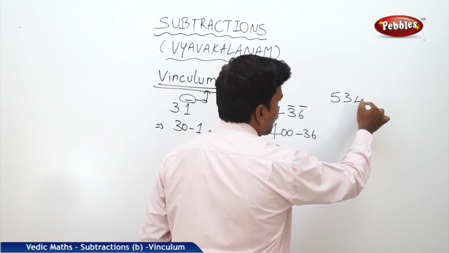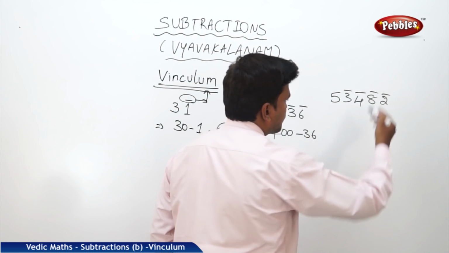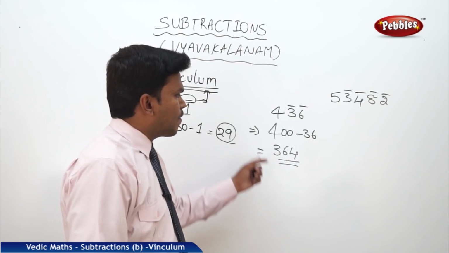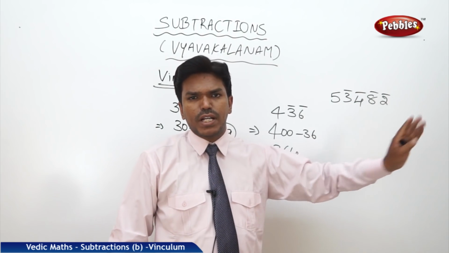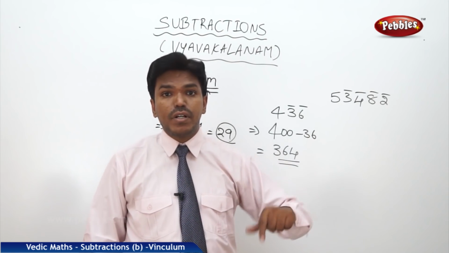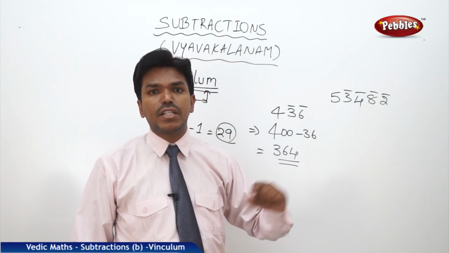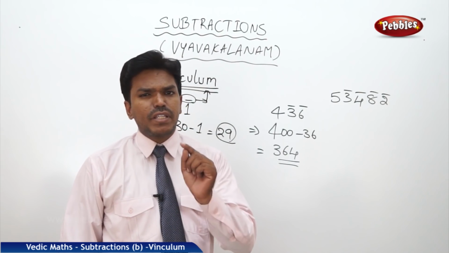5 3 bar 4 bar 8 bar 2 bar. Okay, so writing again some 50,000 minus 3,482, it is a lengthy one. How can we write this Vinculum number? How can we convert this Vinculum number, or how can we convert this negative complement number, into the normal number within a single step?